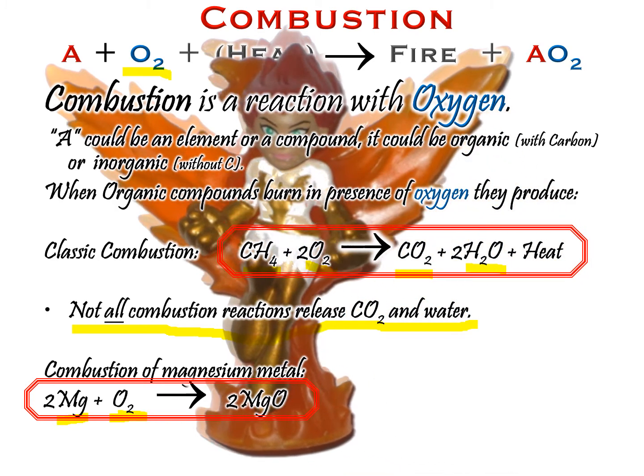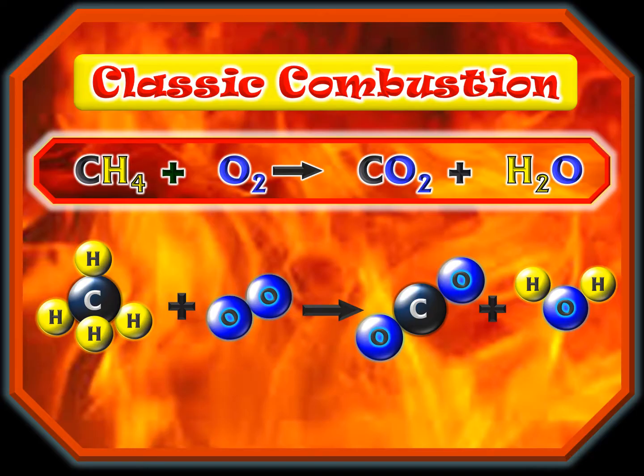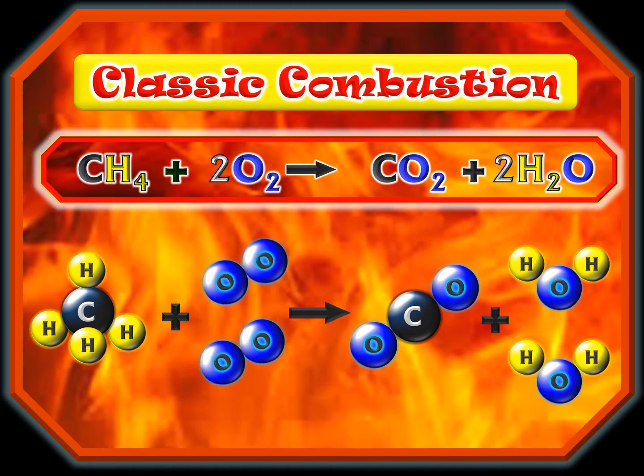So combustion is a reaction with oxygen. Classic combustion is when there's an organic chemical over here on the left, like CH4, methane, reacting with oxygen, of course, producing carbon dioxide and water. As you can see, this is not balanced. So of course we need to balance it, and when we balance it, we wind up with this equation. There's a separate notes about balancing, of course.